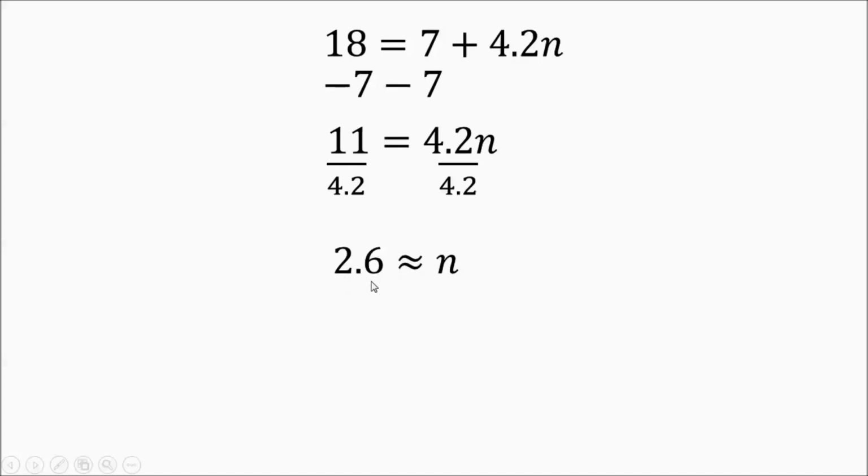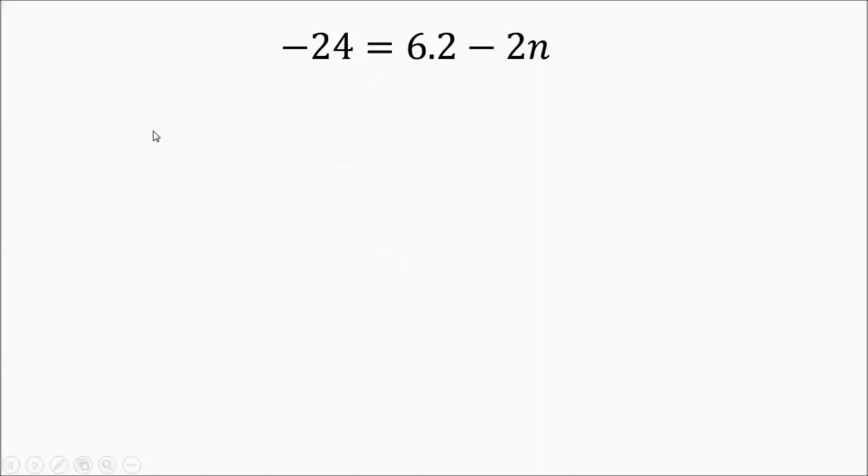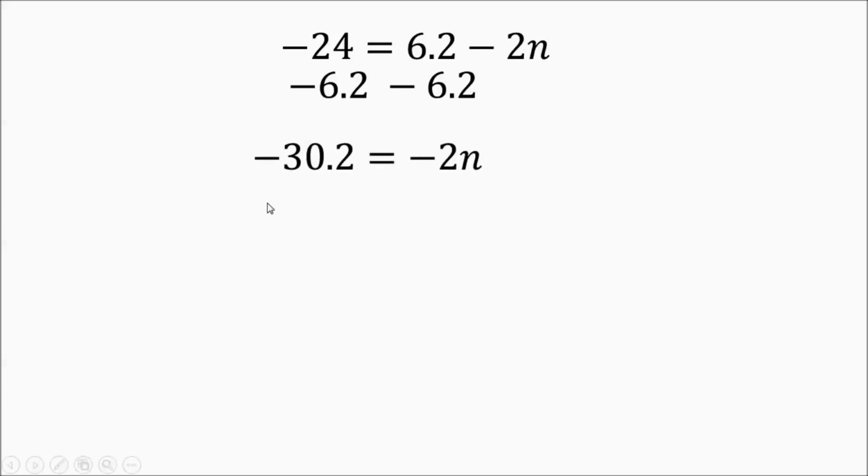We have negative 24 equals 6 2/10 minus 2n. The 6 2/10 is the constant we need to get rid of, so we're going to subtract that from both sides. Over on the left side, you're going to get negative 30 2/10 equaling negative 2n. Then I'm going to divide both sides by negative 2. And you get n equaling 15 1/10. If you plug that in here, it will work out to negative 24.